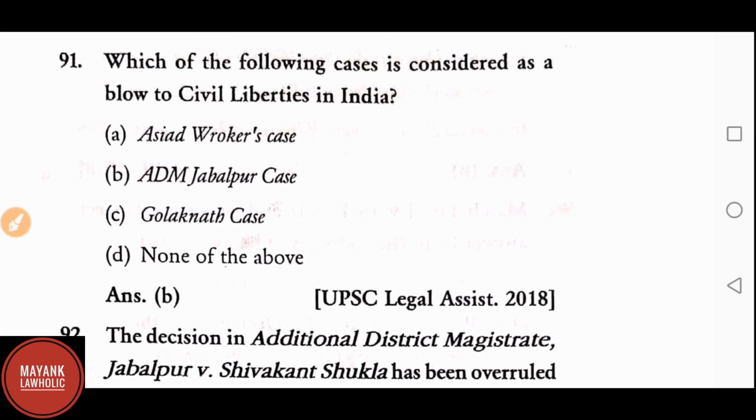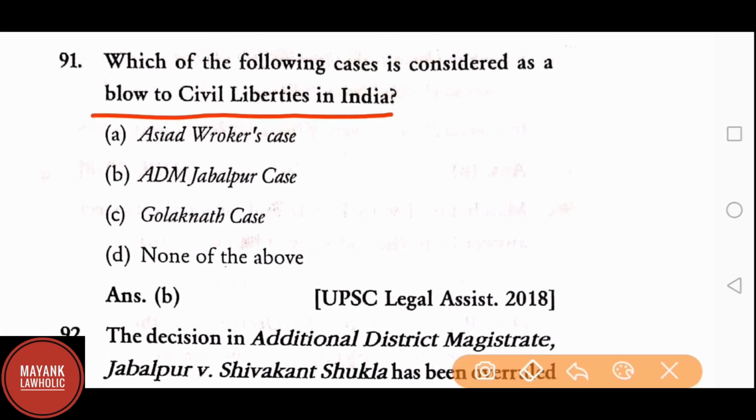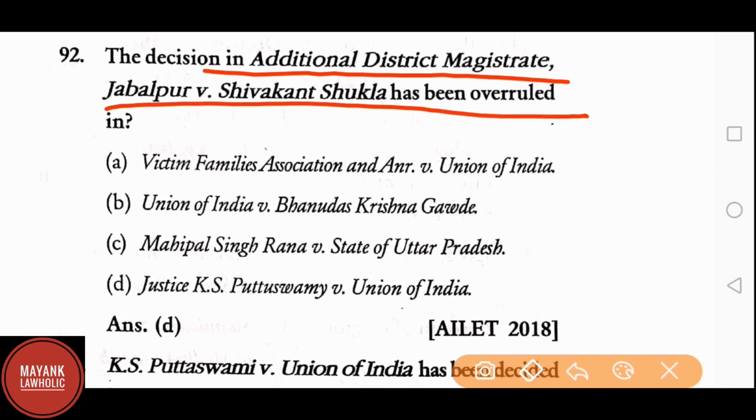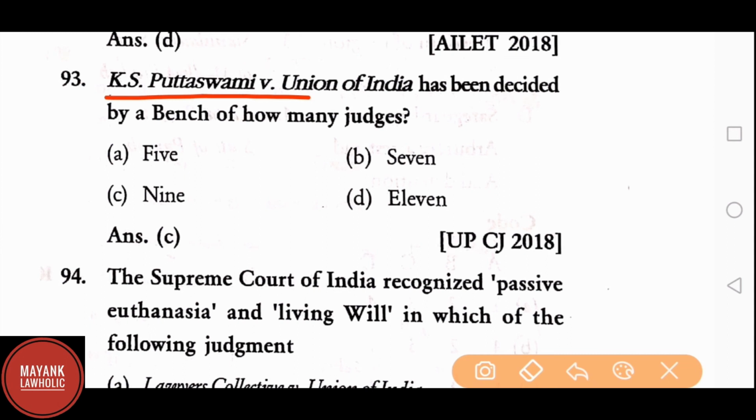Question number 91. Which of the following cases is considered as a blow to the civil liberties in India? The answer is ADM Jabalpur case. Question number 92. The decision in the Additional District Magistrate Jabalpur versus Shivkant Shukla has been overruled, and the answer is Justice K.S. Puttaswamy versus Union of India. Question number 93. Justice K.S. Puttaswamy versus Union of India has been decided by a bench of how many judges? The answer is 9.